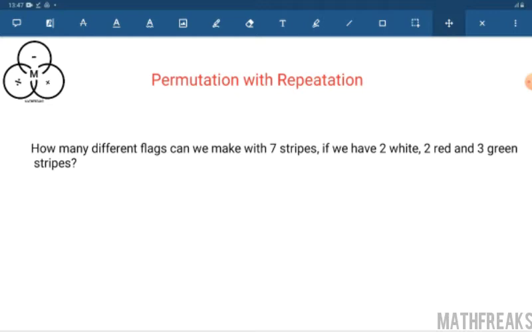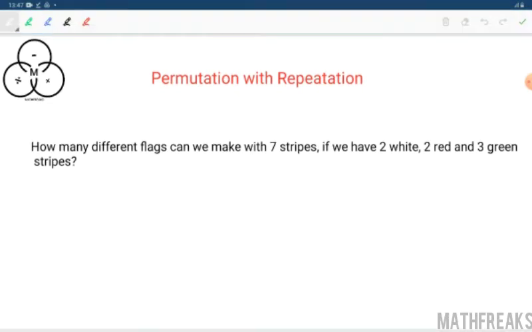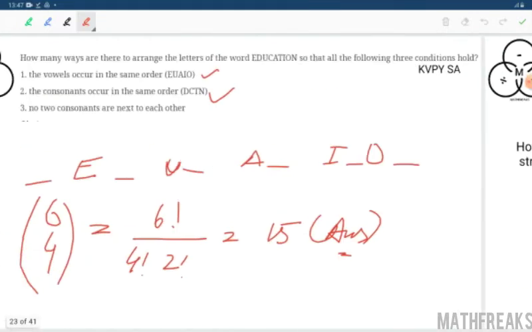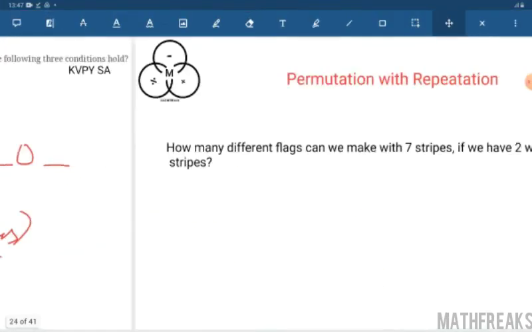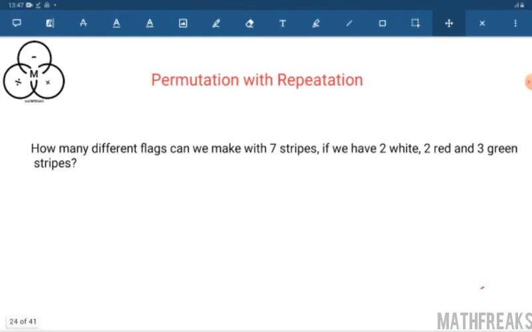Try solving this problem. You can pause the video. You can solve it yourself. But look at our solution. Definitely you should not skip this solution. Very interesting thing is going to happen. Do not skip the solution.